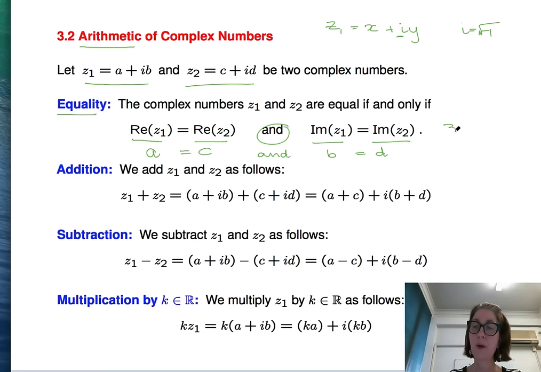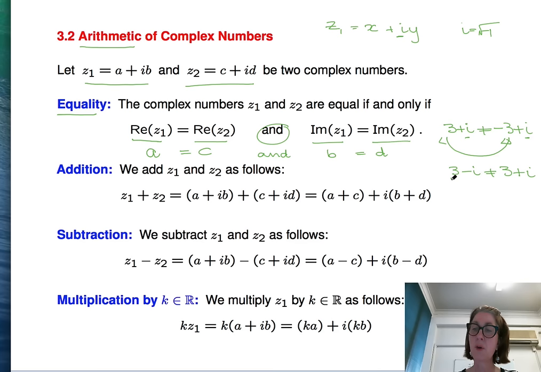So for example, 3 plus I is not equal to minus 3 plus I. The coefficients of I are the same, but the real part of these two complex numbers are not the same. So those two complex numbers are not equal, and also 3 minus I is not equal to 3 plus I.